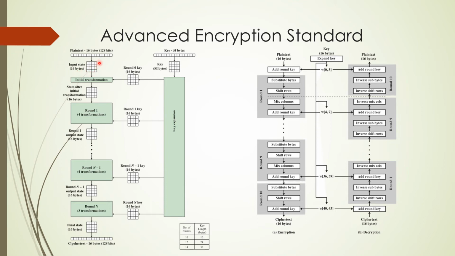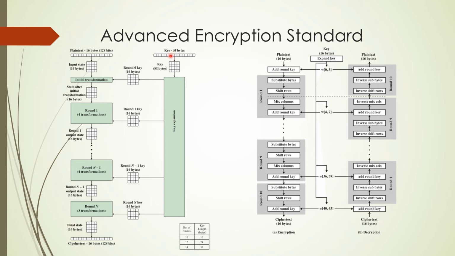What AES does is it breaks the plain text, which is 128 bits, into 16 bytes. Every byte is 8 bits long, and it converts it to a 4x4 2D matrix of bytes. So it's going to be 16 bytes. It's a 4x4 2D matrix of bytes.